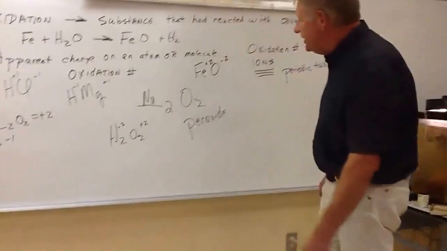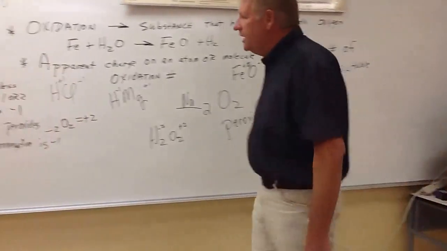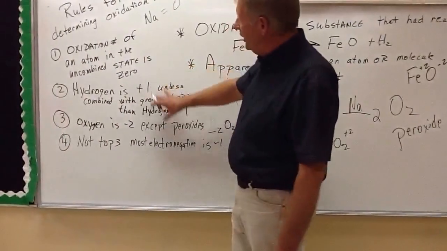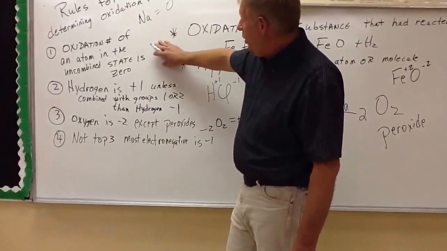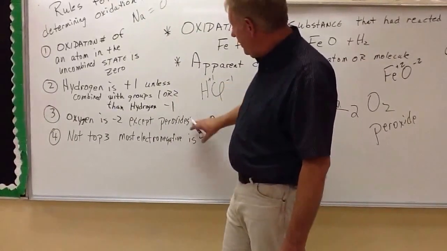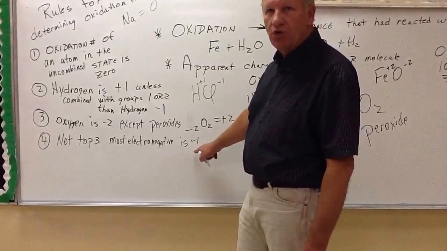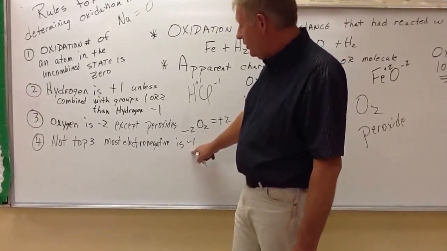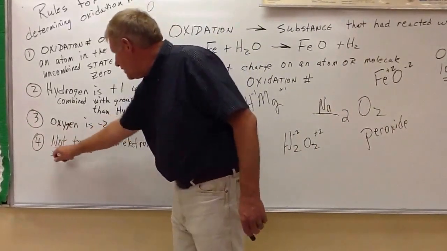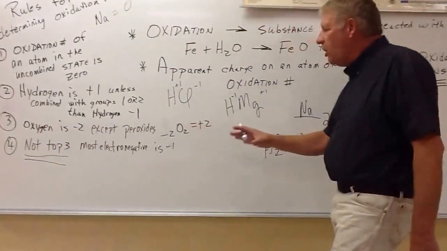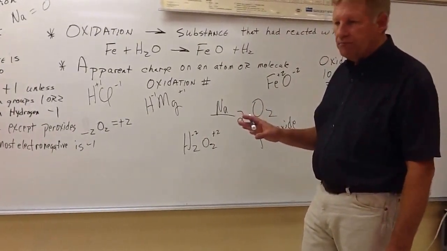Okay, now, that being said, we're going to cover the third rule. If it's not one of the three, in other words, it's not by itself, or it's not a hydrogen, or it's not an oxygen, then it's the most electronegative. So if it's not in the top 3, then we go to the most electronegative number, and the most electronegative number is -1.